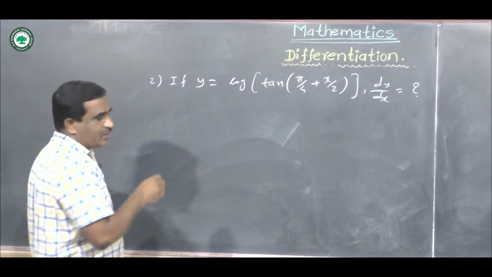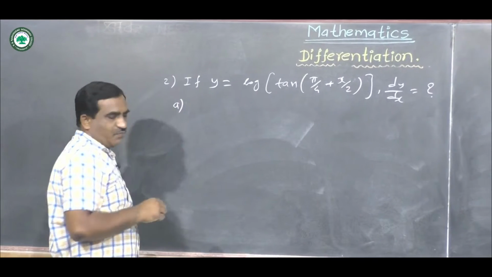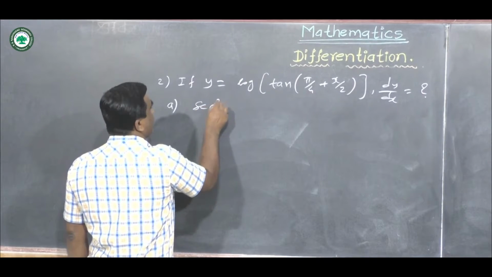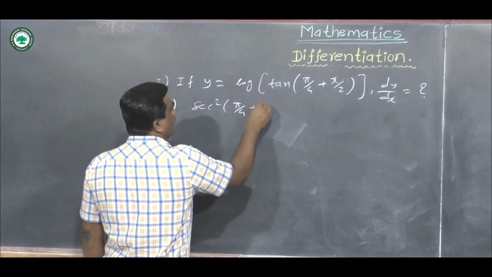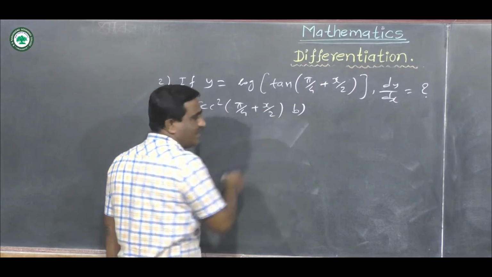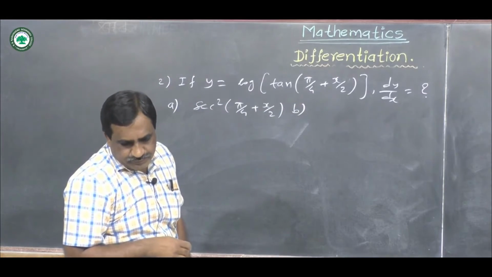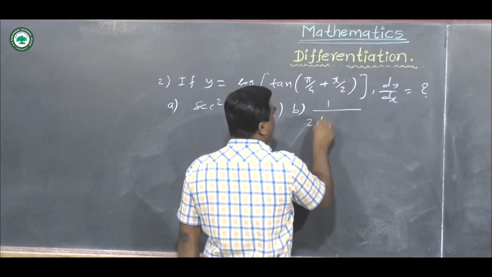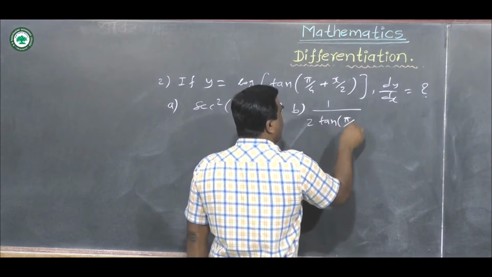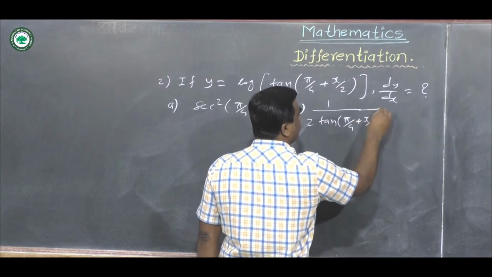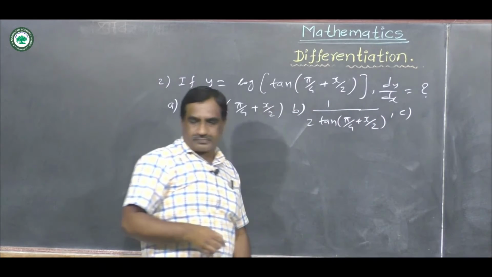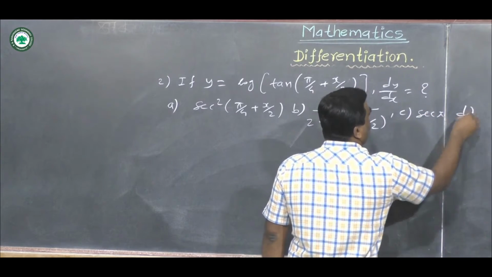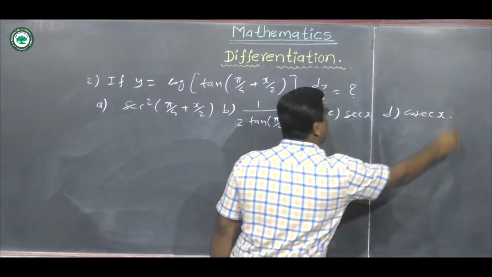Now we can write here options. Option number first A, sec square of pi by 4 plus x by 2. Option B, 1 upon 2 into tan of pi by 4 plus x by 2. Option C, sec x. And option D, cosec x.